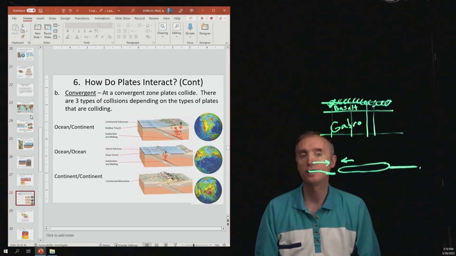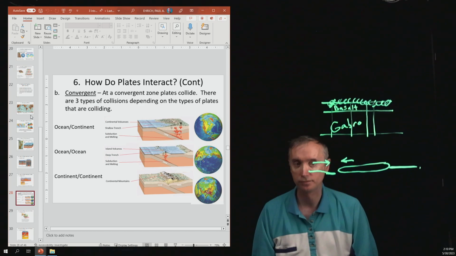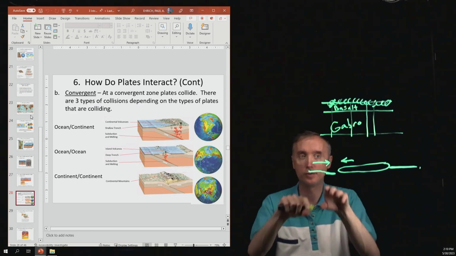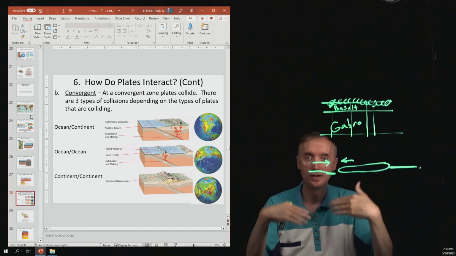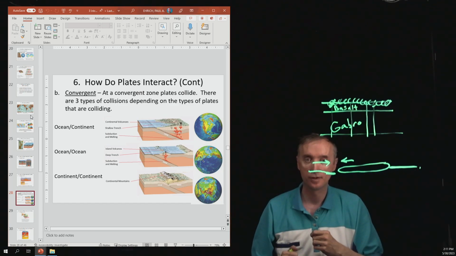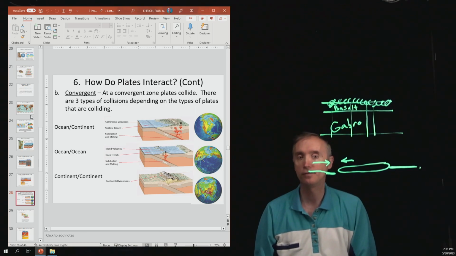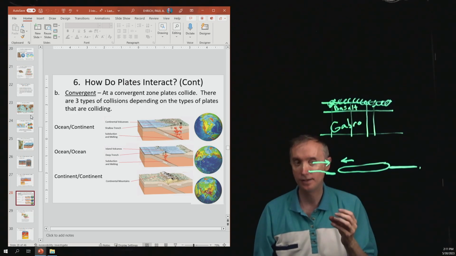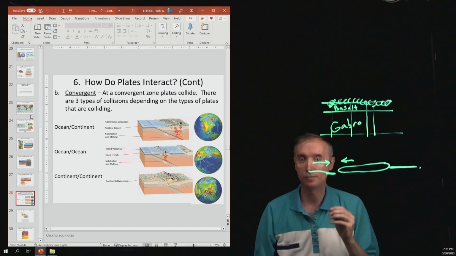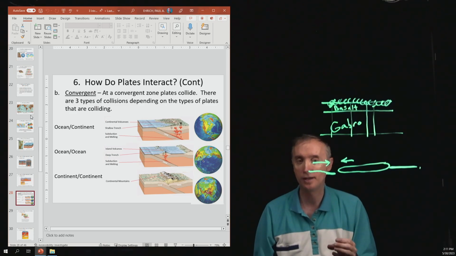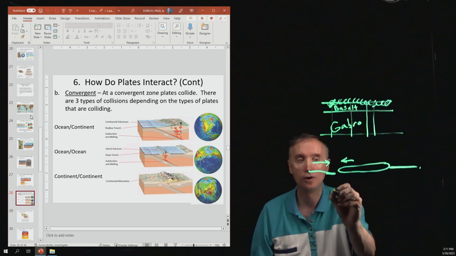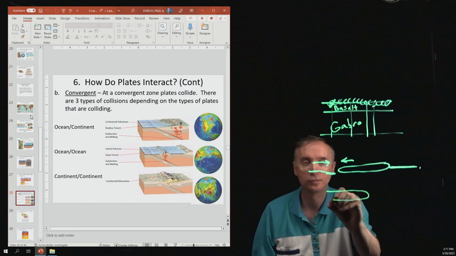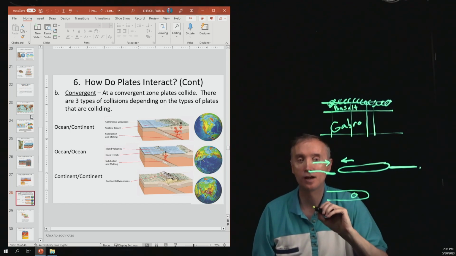Okay, the next thing that plates can do is collide. The ocean floor can be pulled apart, that's divergence. It can be pushed together, that's convergence. There are three different ways that the plates can converge, depending on the kind of plates that are colliding. There are two kinds of lithospheric plates: you have oceanic, and you have continental.